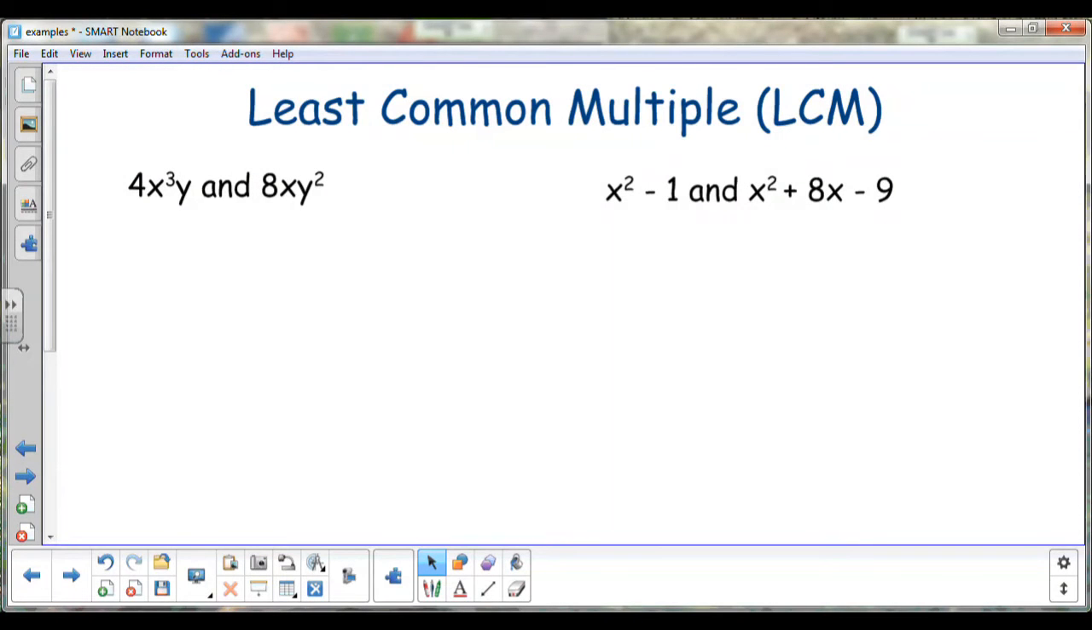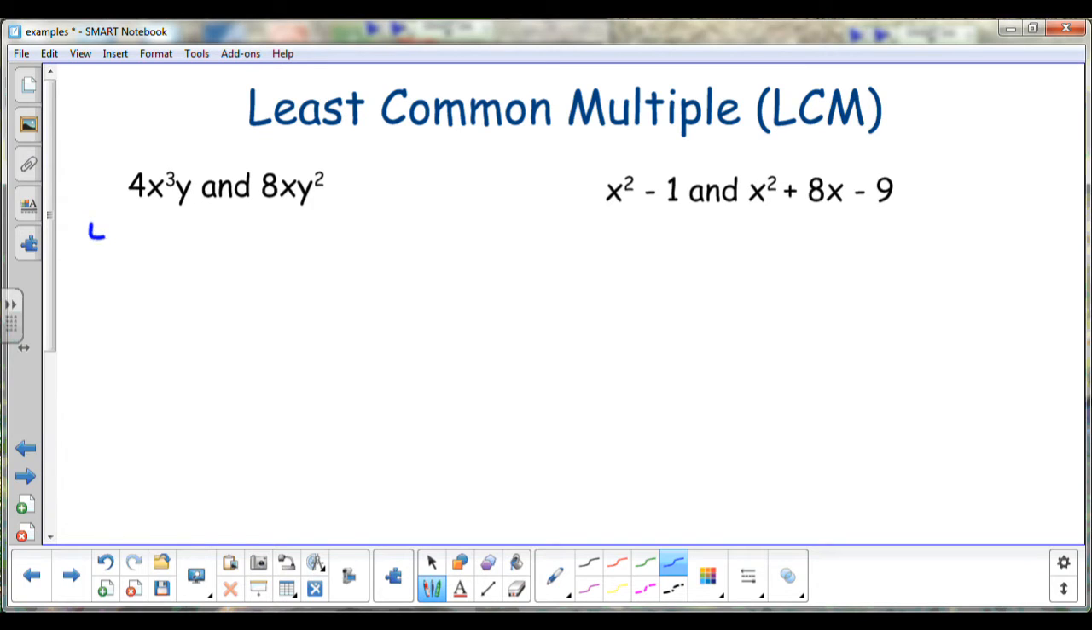When I find the least common multiple between two expressions, I need to figure out what they have in common and what they do not. So when I have two monomials like I do here in the first one, the 4x to the third y and 8xy squared, I'm going to break down each one so I can see what it is made of, and then I'm going to go from there to find the least common multiple.